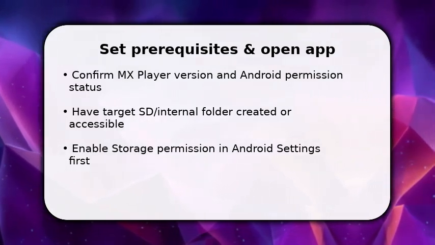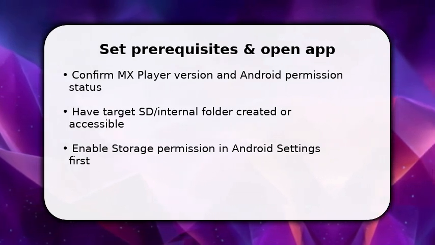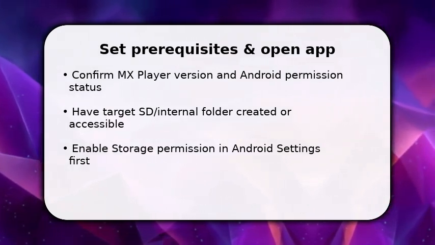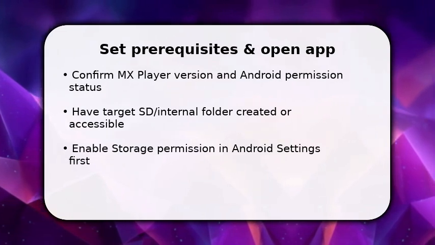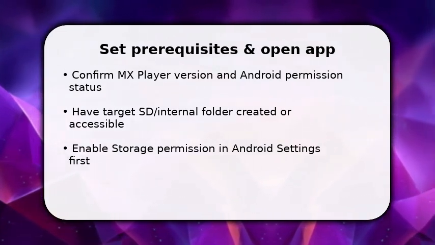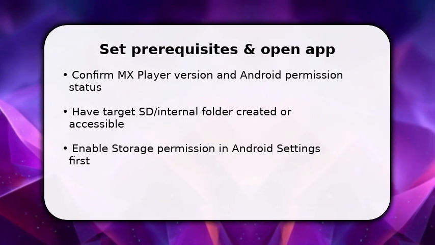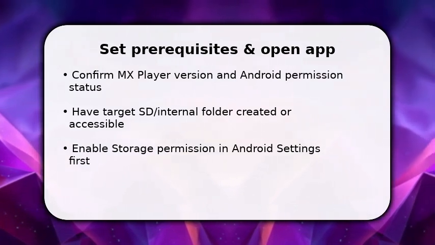Once done, open MX Player and tap the three-dot menu to access settings. This moves you directly into the app options where storage paths can be adjusted. Make sure the folder you want exists on your SD or internal storage, so MX Player can index.